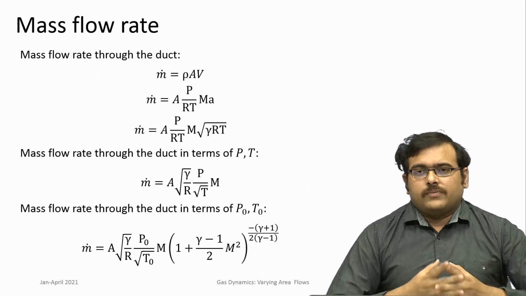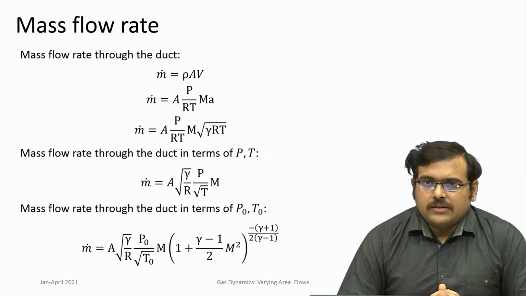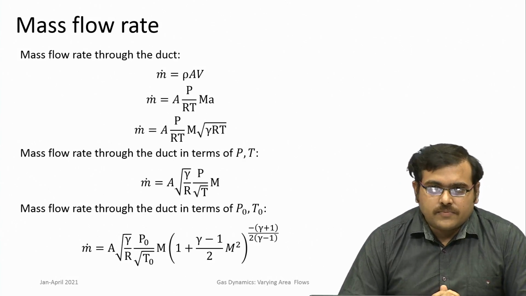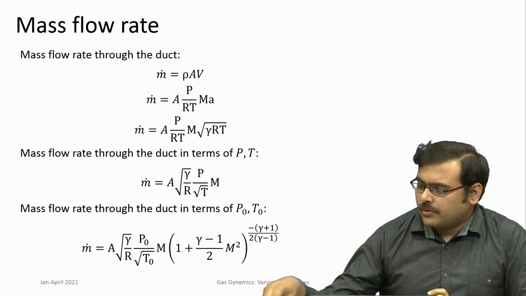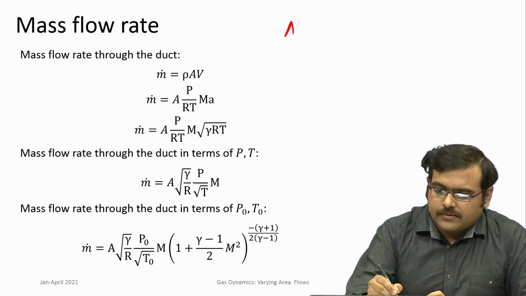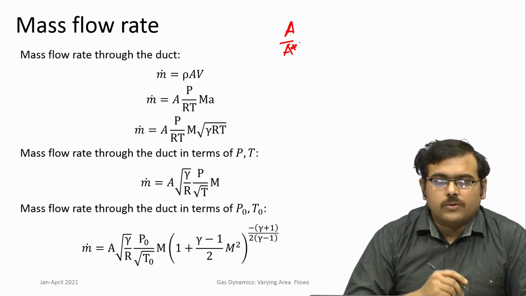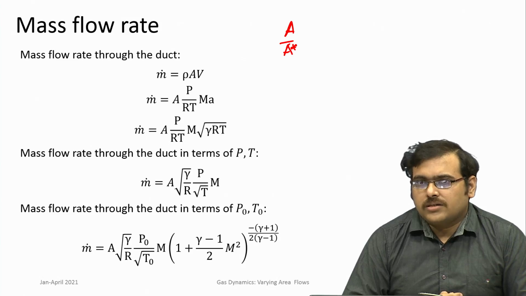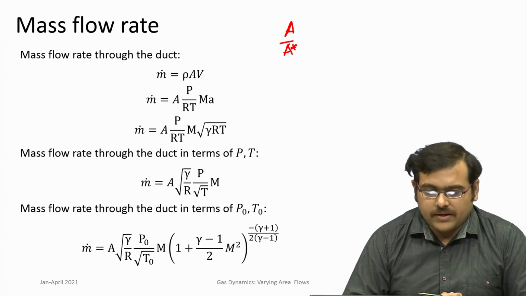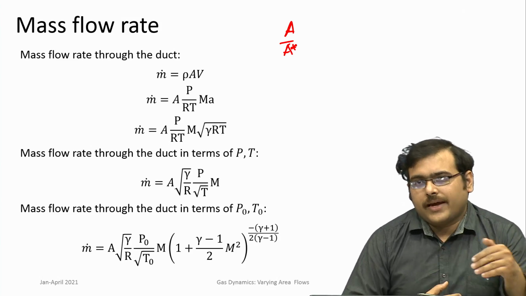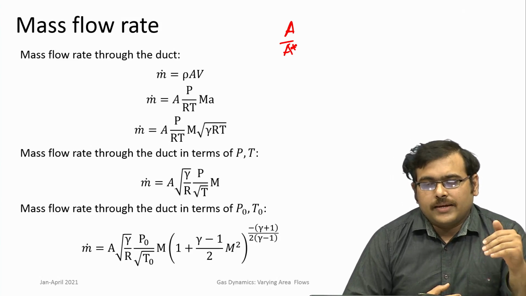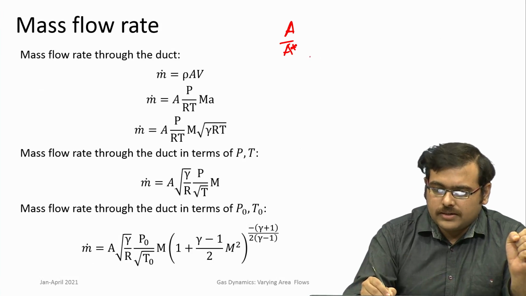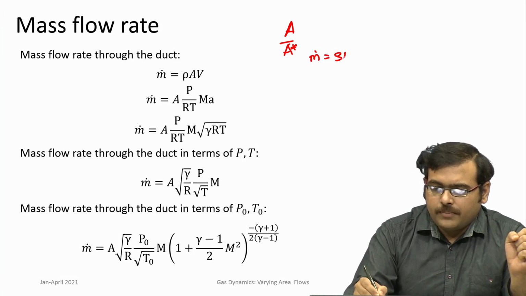And we had now begun looking at quantitative aspects of this understanding, and in the previous class we had looked at the area ratio relation A by A star. We had looked at that relation and that was done from the continuity equation, we had derived it. Now we also look at how we can write the mass flow rate through a duct. What is mass flow rate? m dot is rho A v.